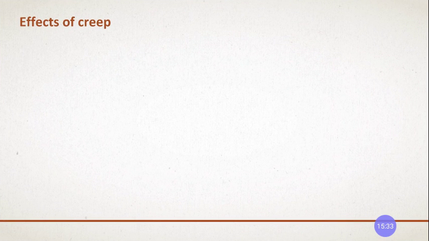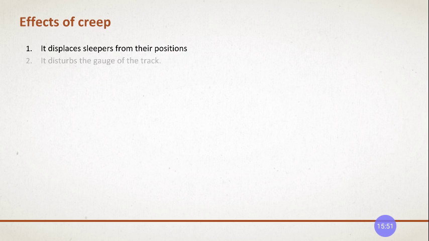Now, what are the effects when a creep occurs? We know why it occurs, right? So, if it occurs, then what will happen? That we'll see today. It displaces the sleepers from their position. That is the first thing creep will do. It disturbs the gauge. It will displace the sleeper, and it also disturbs the gauge. It tends to open the rail joints.